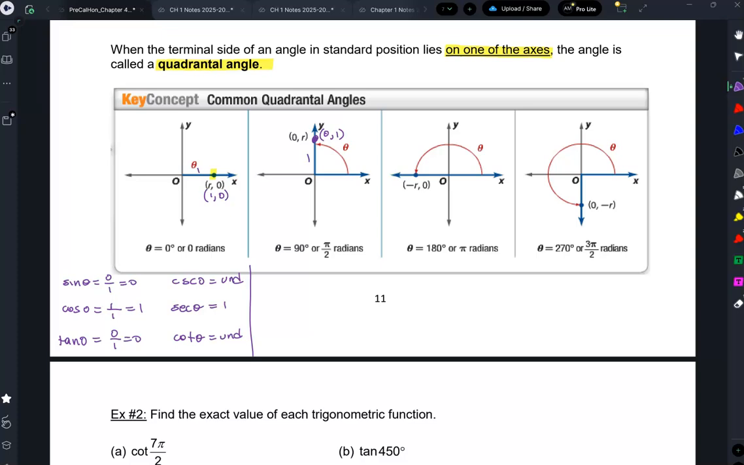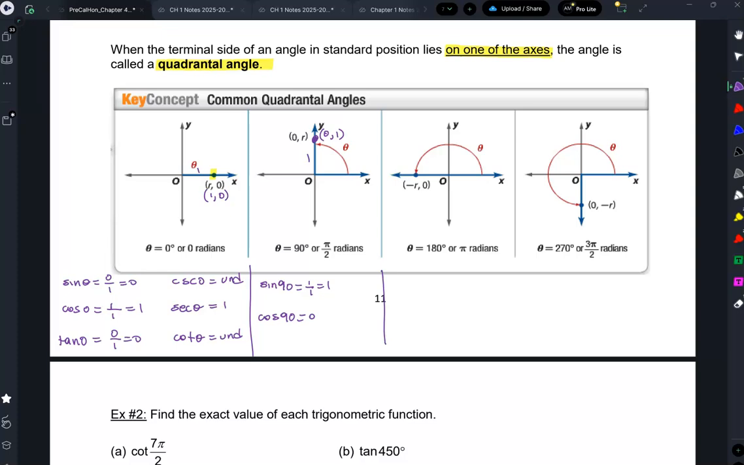Okay? Now, here, I'm not going to do all of them, but let's just do a couple. Here, the angle is 90 degrees. Sine of 90 degrees, remember sine was always y/r, 1/1. Okay? What about cosine? Cosine is always x/r, so what would it be in this case? 0/1, which is 0.